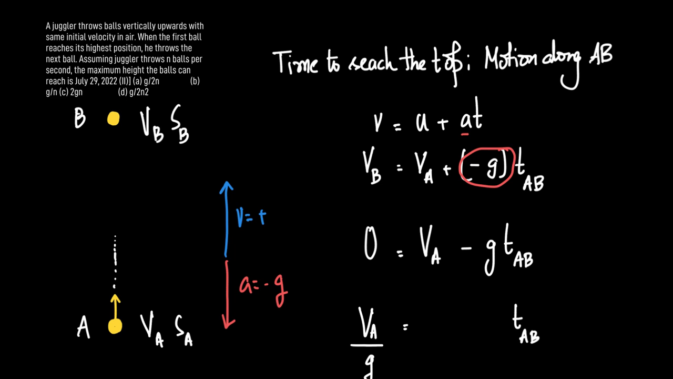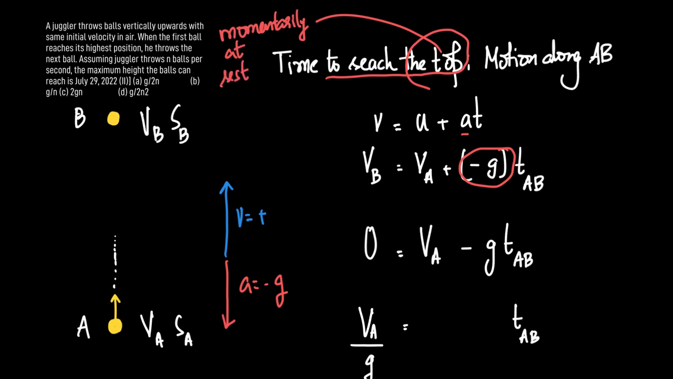Why is VB equal to 0? Because at the top, the ball comes to rest momentarily. So the ball is at rest at that point. What do we mean? Velocity is going up, going up, and at this point velocity is almost 0. Then the direction of velocity reverses. It increases, and it reaches the same velocity from which it was launched, VA.